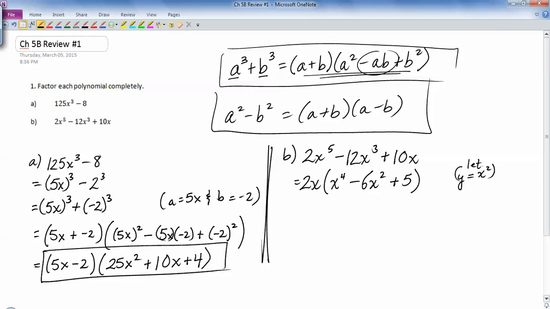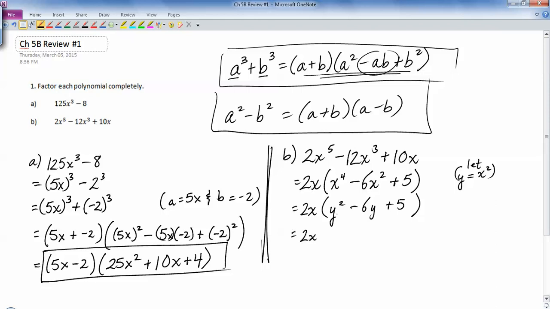Well, if you think of y as x squared, let y equal x squared, then I can rewrite it. We'll just leave the 2x alone because there's not much we're going to do with that. But then x to the fourth would really be y squared. So it's y squared minus 6y plus 5. And that's a quadratic. So really the one before it is a quadratic.